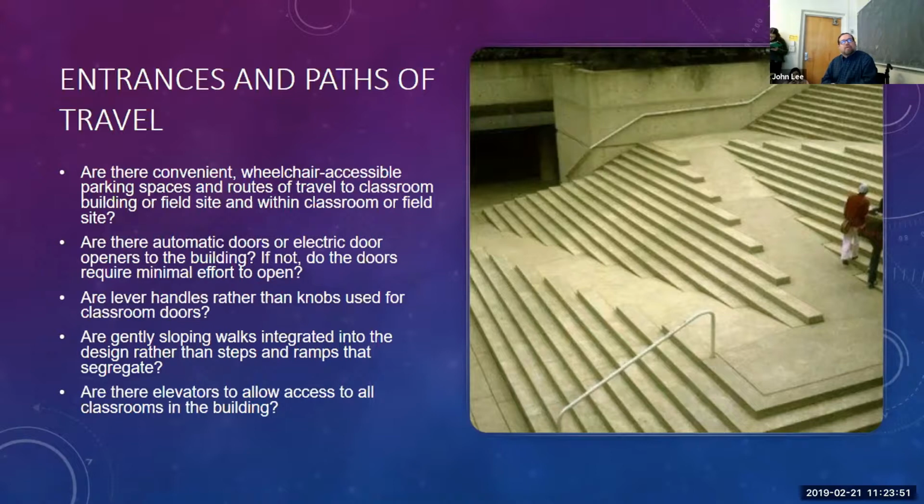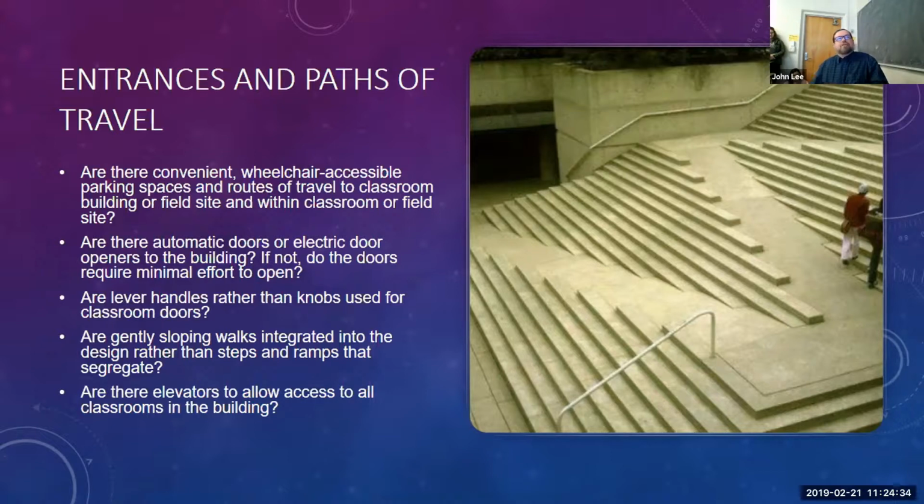Gently sloping walks integrate into the design rather than steps and ramps that segregate. This is a great picture that Logan found of a ramp. You see how it's kind of embedded in the stairs, so it seems like it's all part of one thing. That's really important because from a social justice standpoint, that communicates we're all using the same entrance. It's not having something off to the side, which is traditionally what you might have. Because a lot of different groups for different reasons have experienced that segregated entrance to buildings. And the more we can make it the same entrance for everybody, the better. So even if it's a ramp off to the side, as long as we're going to the same door and not going to a back door, very important.